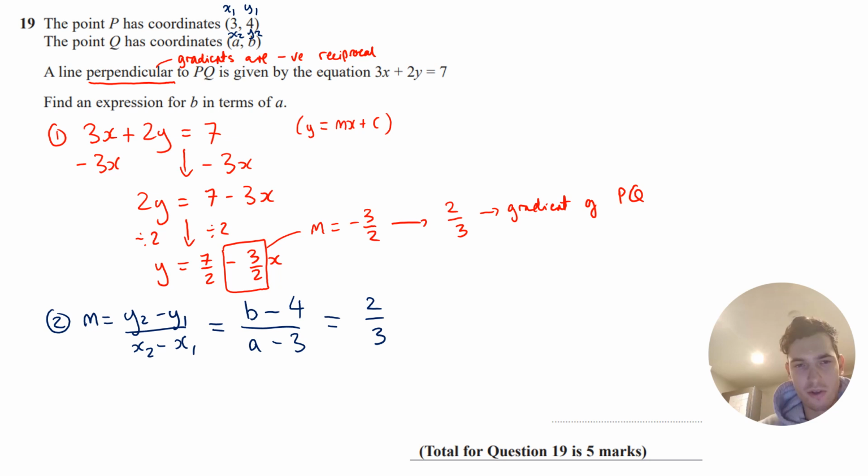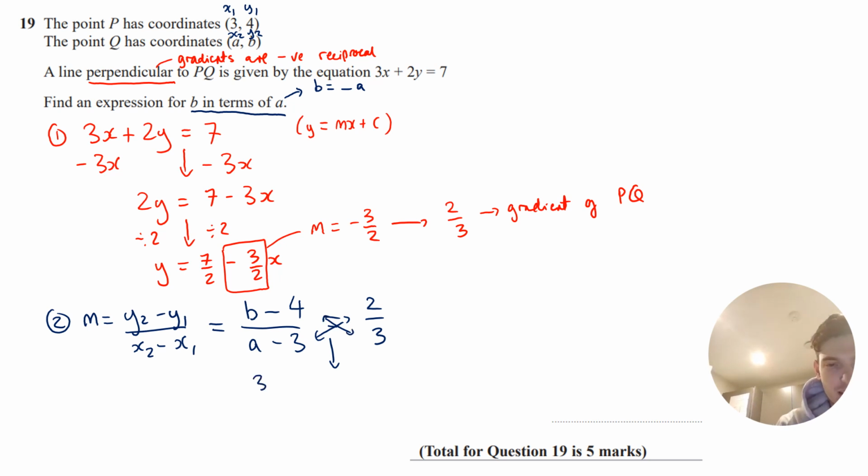Okay, so it tells me to find an expression for b in terms of a. So what does my answer need to look like? Well, b equals something a. So I need to do some rearranging with this. I think it makes sense to cross multiply.